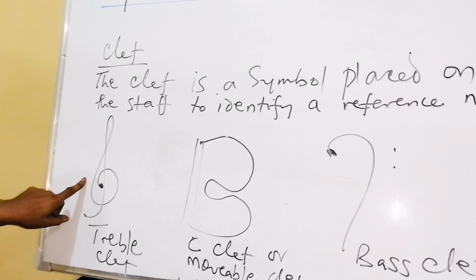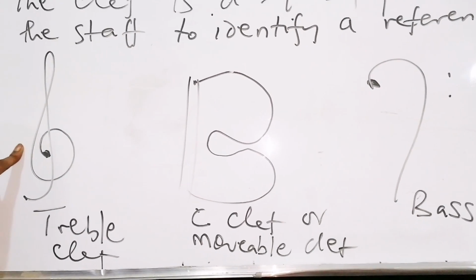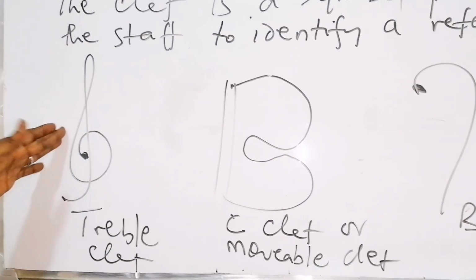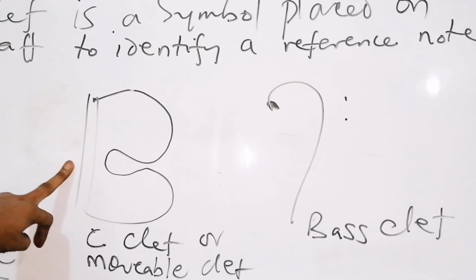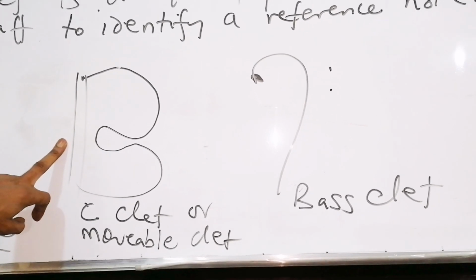This one is known as the treble clef. It is also known as the G clef. Very soon you will know why it is called the G clef. It looks like this. The next one you see here is called the C clef or movable clef.